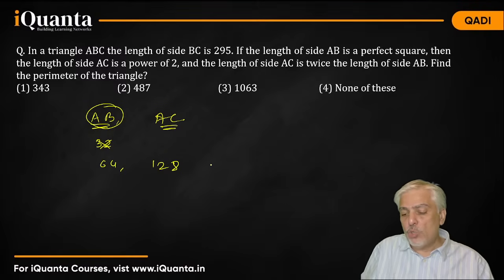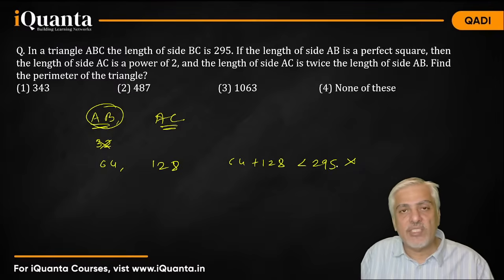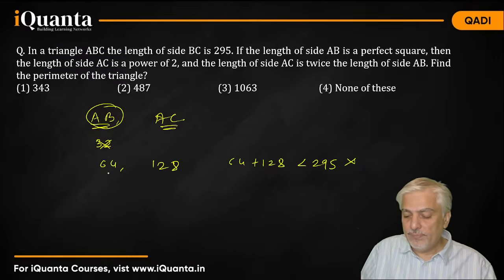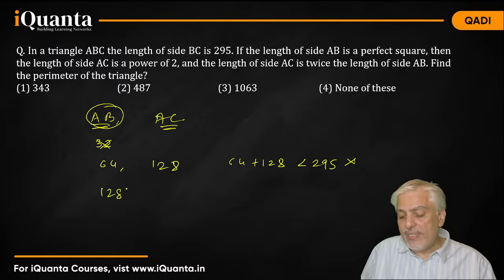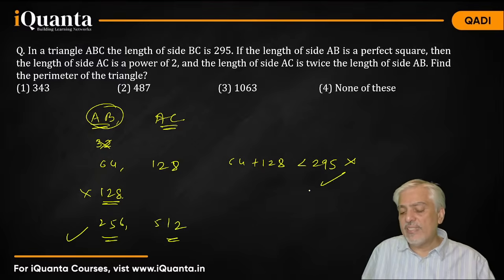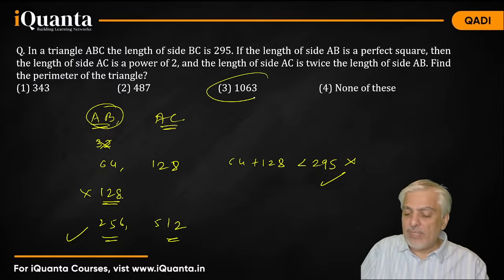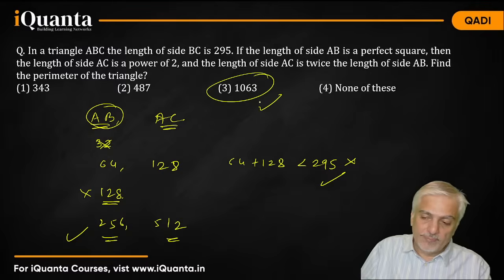Why? Because the total is not greater than 295. 64 plus 128 is less than 295. Sum of two sides of a triangle has to be greater than the third. Then straight 128 I can't check because this is not a perfect square. So I can check 256 and 512 and that works. So these are the three sides: 256, 295 and 512. Perimeter is 1063.